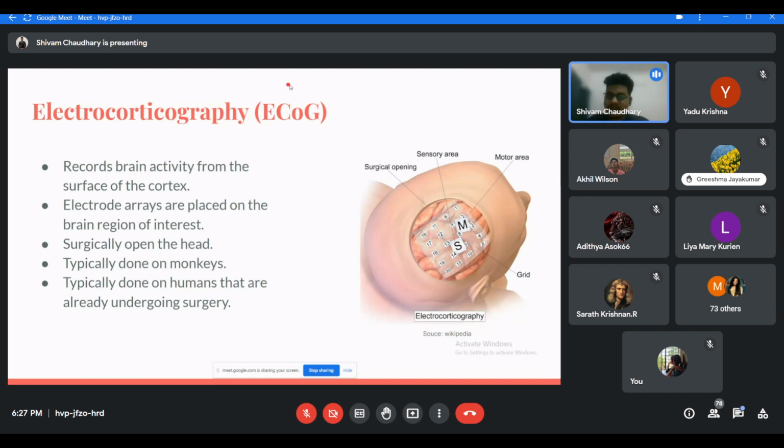They are done on monkeys because they share similar brain structure. I said similar, not exactly the same, because we have a similar visual cortex. Visual cortex covers a huge part of our brain. It has similarities across functions. And we also do electrocorticography on humans, but that can only be done if the person is already undergoing surgery for epilepsy, or they are there to get their brain tumor removed.